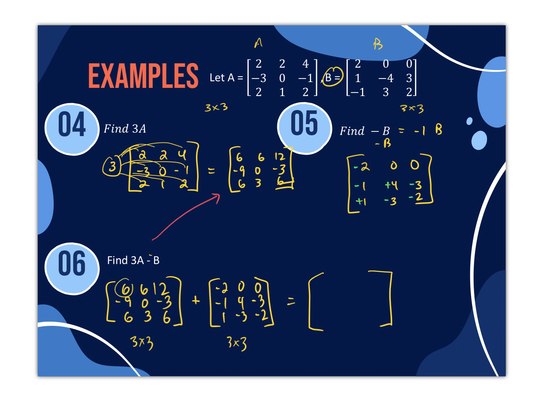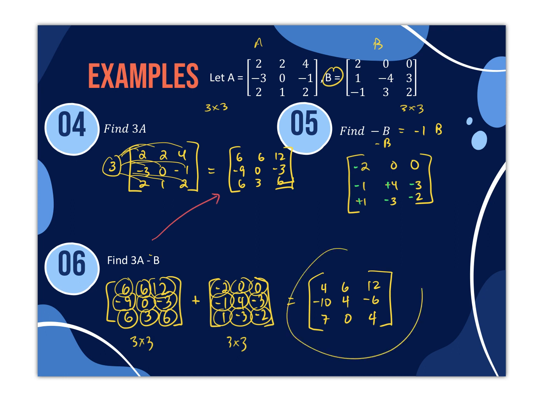So I'm going to go again, corresponding parts. 6 and negative 2 is 4. I've got 6 and 0 is 6. And 12 plus 0 is 12. Go to the middle row. Negative 9 and negative 1 is negative 10. 0 and 4 is 4. Negative 3 and negative 3 is negative 6. 6 and 1 is 7. 3 and negative 3 is 0. And 6 plus negative 2 is 4. And so 3A minus B is this one here.